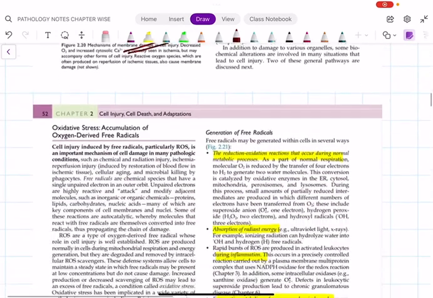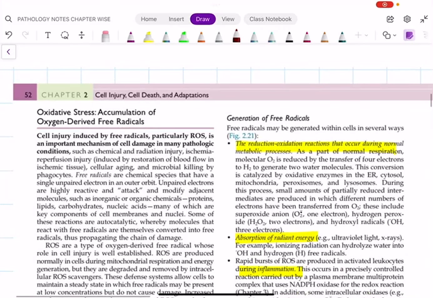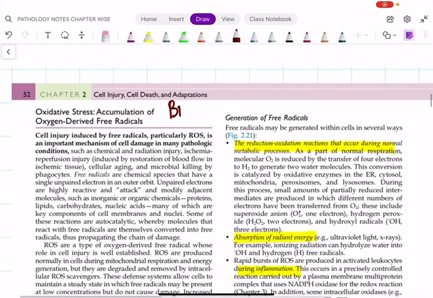Now let us see about free radicals, or reactive oxygen species. Those students who find these free radicals difficult, I will ask you to refer to biochemistry.